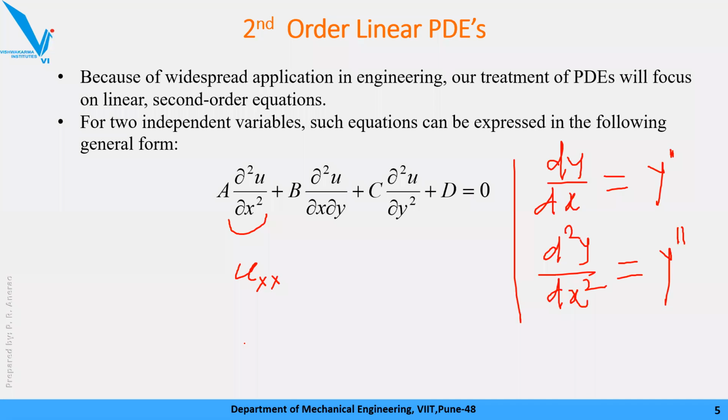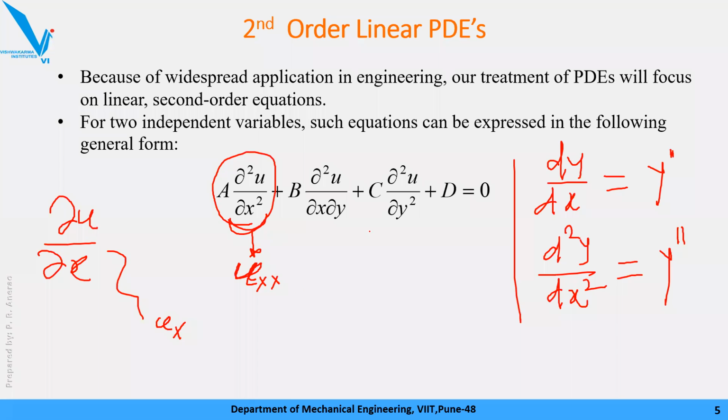So similarly, to represent a partial derivative, for example, dou u by dou x, it is represented like this: small letter u with suffix x. So this means dou u by dou x. And if you are having second order partial differentiation, you can represent it as u x x.